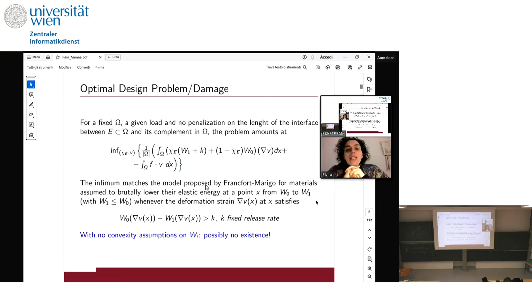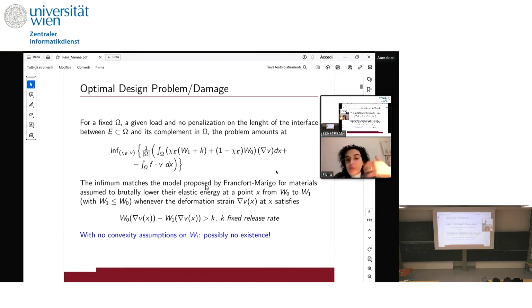So essentially, relating to this latter model, one wants to infimize the energy that I was presenting before. Now I'm not considering any perimeter penalization, as I said, and I'm saying that my bulk energy has this form: the convex combination through chi E of W1 plus k, and W0. And the k here stands for the fact that essentially I have a penalization term, a dissipation term somehow, in the sense that there is a release rate of energy when one passes from a point where there is W0 to one where one has W1.